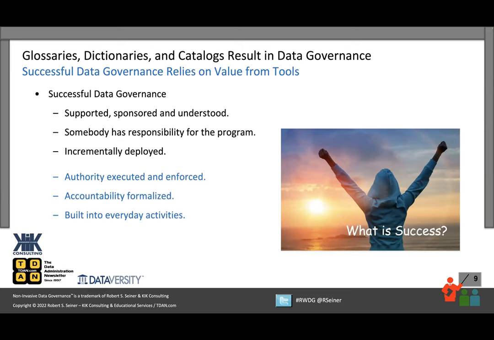But there are still some other things about a successful program to talk about. Going back to my definition of governance and my definition of stewardship, the authority over the metadata and the authority over the data needs to be executed and enforced. You may not use those words because they're worded very strongly, but at the end of the day, if governance is going to be successful, authority needs to be executed and enforced. Accountability for data, accountability for metadata, has to be formalized. If you're expecting people to do this on the side as part of their job without any formalization around it, chances are there's going to be something that's missed somewhere along the line. So formalizing accountability is a trait of a successful governance program. And as I've heard with a lot of organizations, building it into everyday activities, organizations are trying to get to the point where governance just becomes a part of what people do. We don't even think of governance as an add-on or something that's additional to the organization.